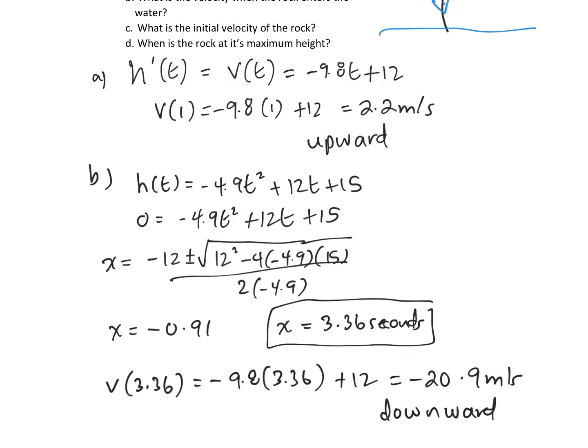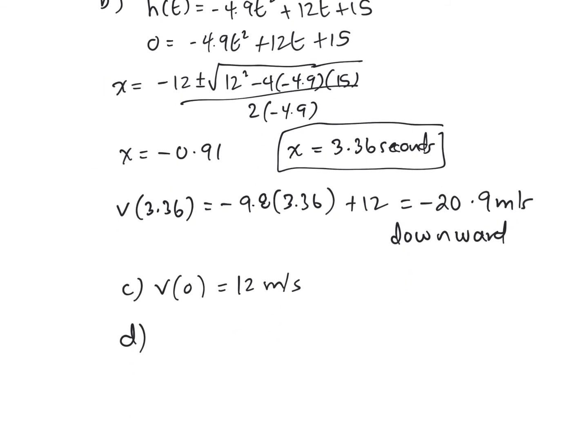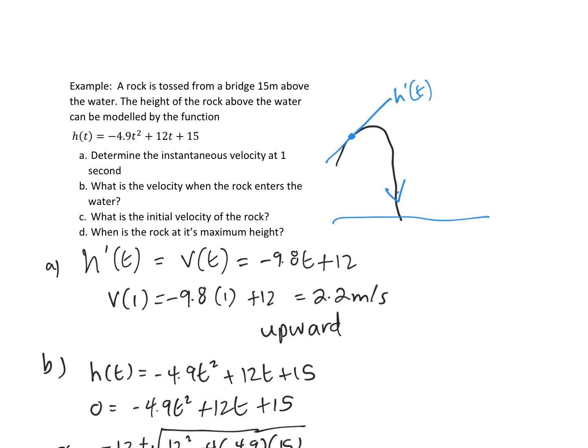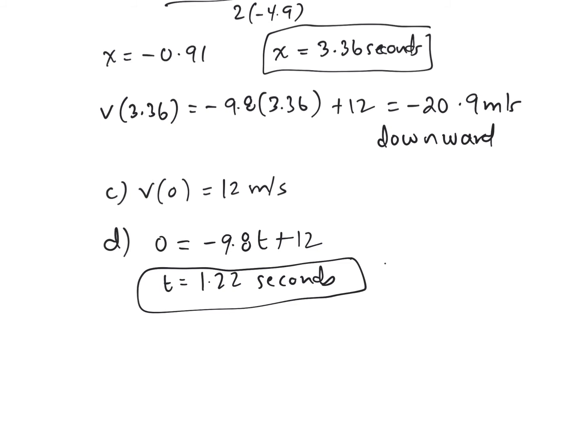And then finally, D says, when is the rock at its maximum height? Let's go back to the diagram. So it would be at its maximum height when velocity is 0, right? The tangent line at that point would be a horizontal line. So velocity would be 0. And so we'll put in 0 for velocity and we'll solve for time. So t works out to be 1.22 seconds. Okay, so that is a basic velocity question.